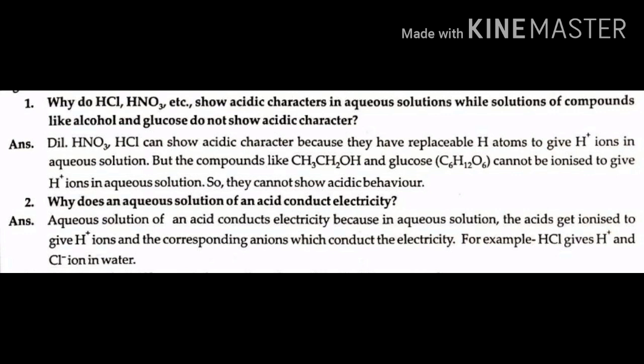Question number 2. Why does an aqueous solution of an acid conduct electricity? Answer. Aqueous solution of an acid conducts electricity because in aqueous solution the acids get ionized to give H+ ions and the corresponding anions, which conduct the electricity. For example, HCl gives H+ and Cl- ions in water.